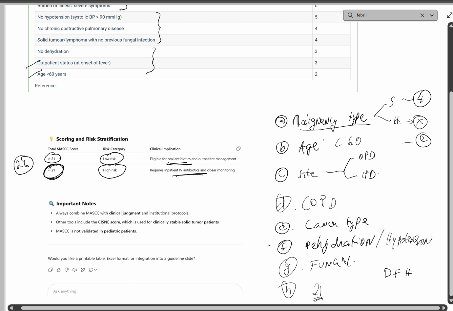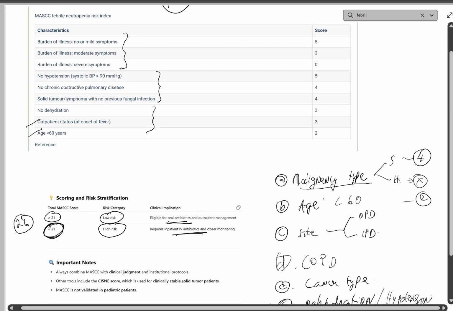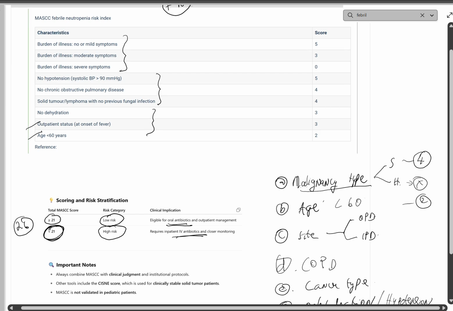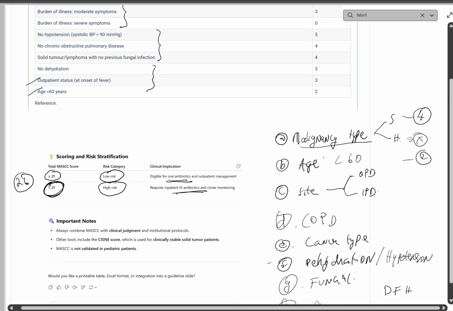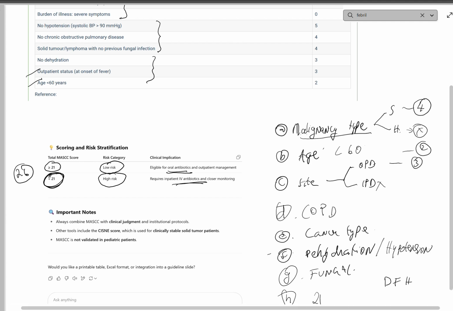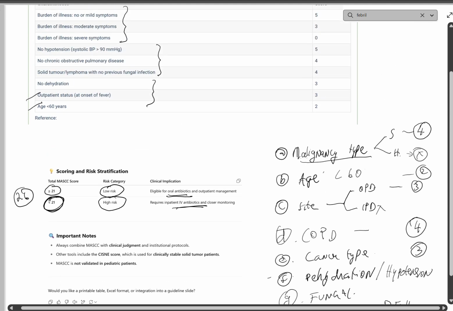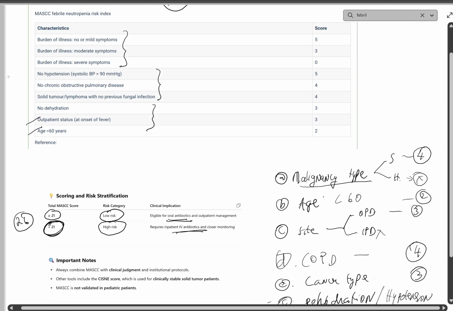And if the fever was first experienced in outpatient status, then you give 3. If the fever is in IPD, obviously it's already inpatient, so you don't give a score. If the patient has no COPD, you give a score of 4. If the patient has dehydration, you don't give any score, but if there is no dehydration, you give a score of 3. And if the patient did not have any fungal infection, you give a score of 4.